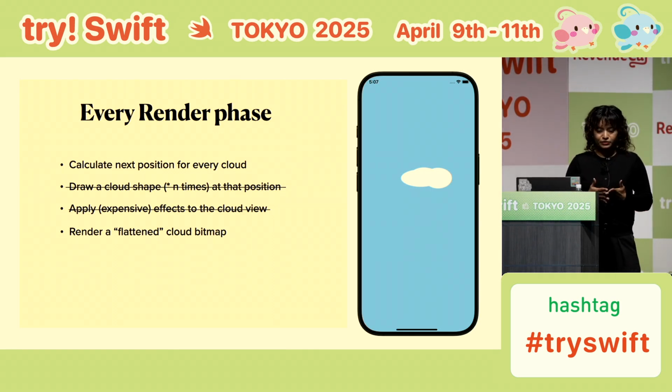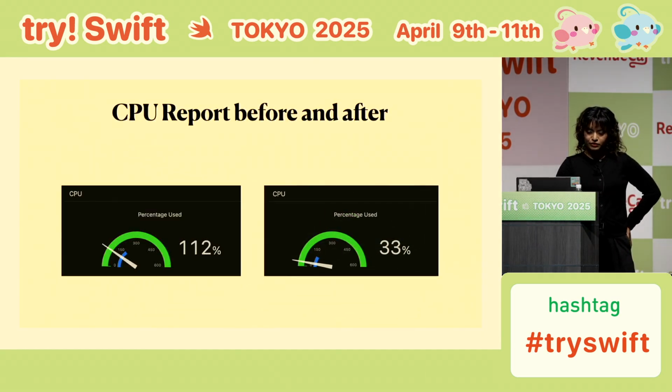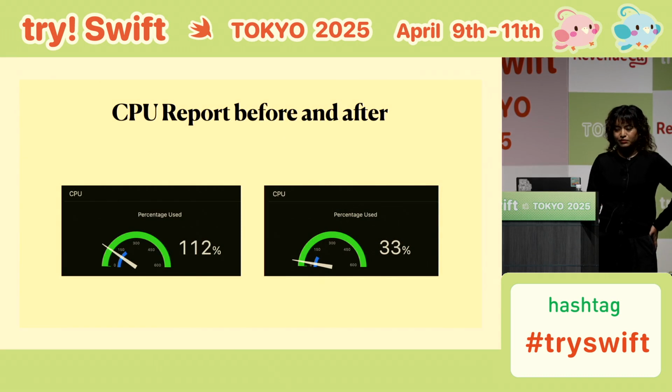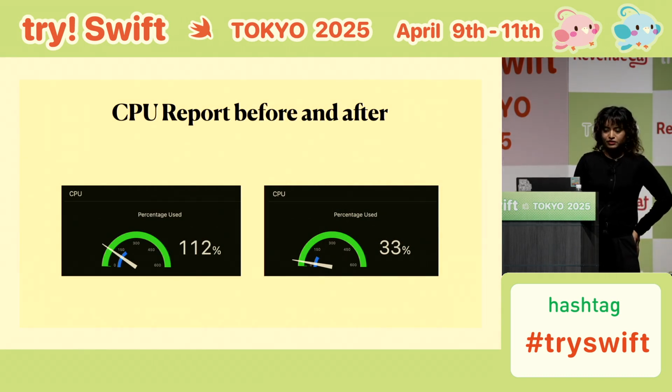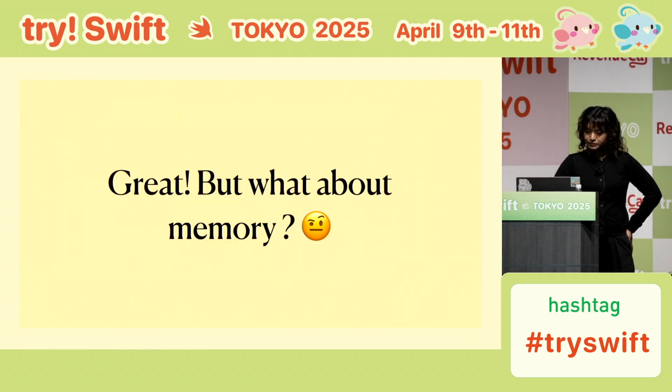So the lag went away, but let's do some performance comparisons. This is the CPU report after about 5 minutes of usage, and comparing it to the previous report, the change is quite substantial. It was more than 100% before, and we reduced it to 33%. It is important to understand, again, this impacts battery life, so you really want to be mindful of that. So good job to us.